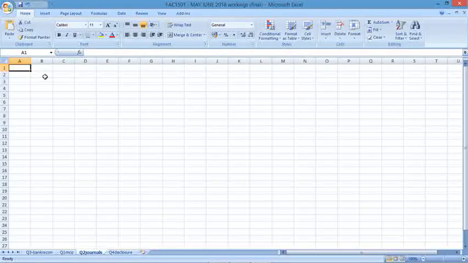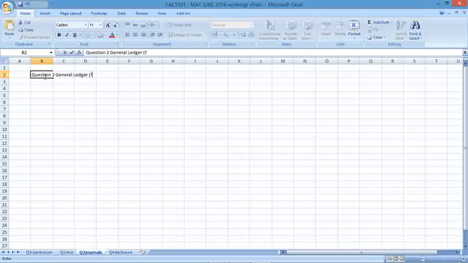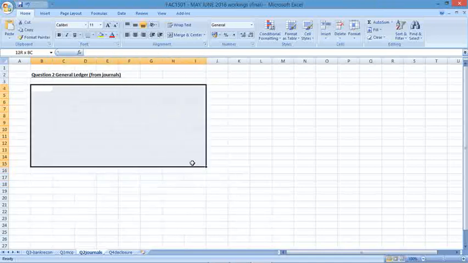Alright, so we need T accounts. So question 2 is looking at T accounts, which is general ledger. Okay, from journals. So we're taking the information from the journals and we're posting it through to the general ledger accounts. Right, so we don't have to do all the accounts, we're just doing bank. So let's draw up a bank column here.